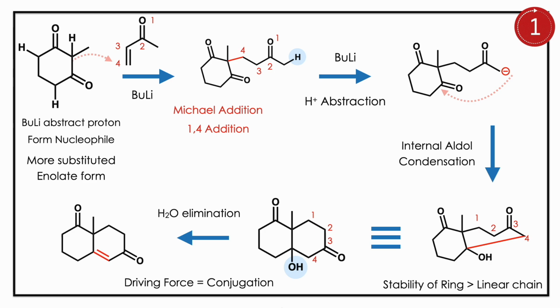The Michael addition leads to the carbon-carbon bond formation which can undergo further aldol reaction. Ring closure happens. Finally, you have conjugated ketone. Our interest is Michael addition here. First step is interesting because of the enolate. The concept you have to learn here is, even though the compound has many hydrogens, more substituted enolate will form.